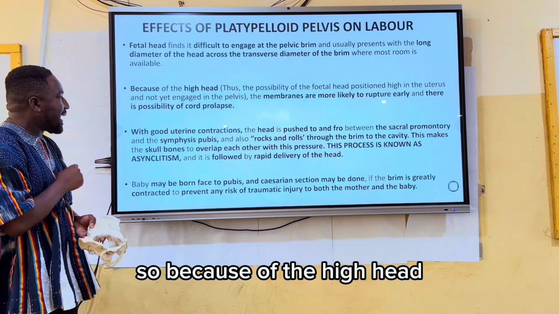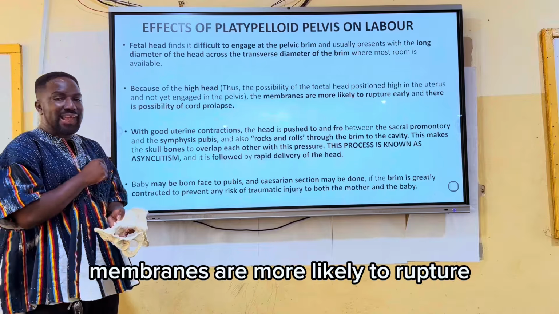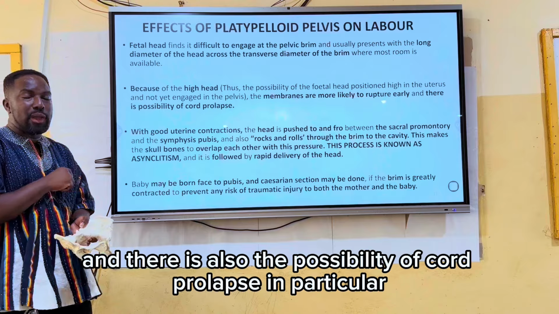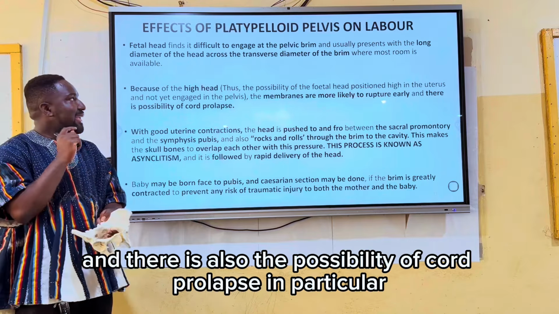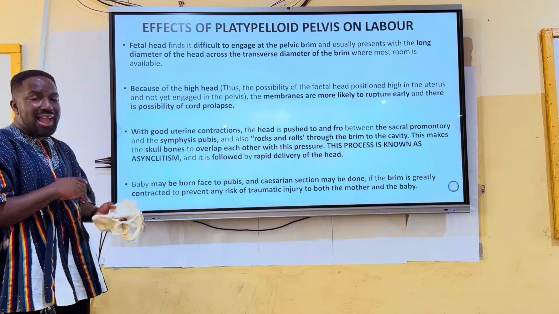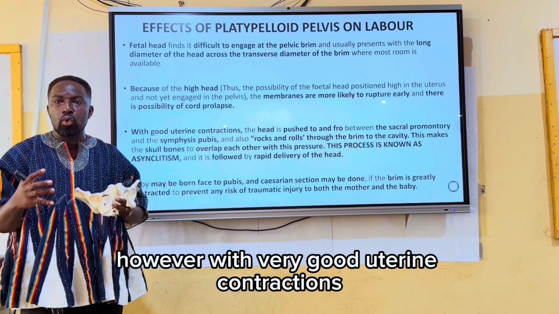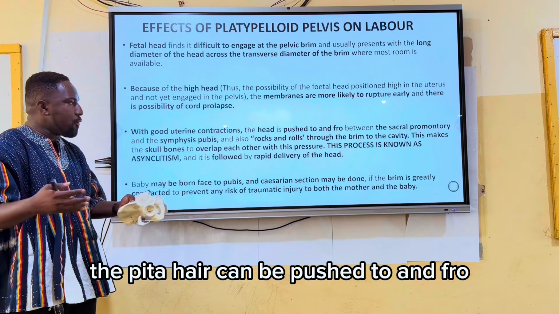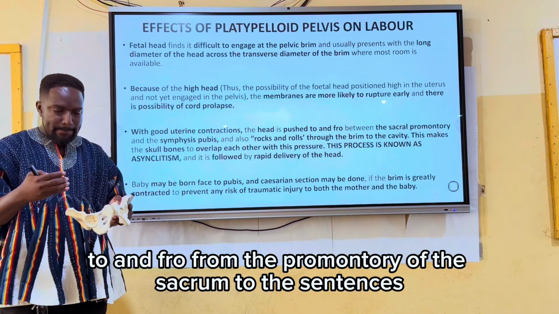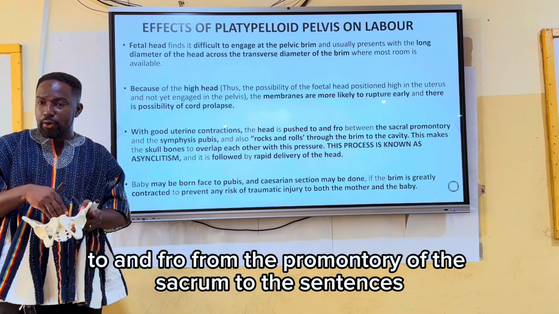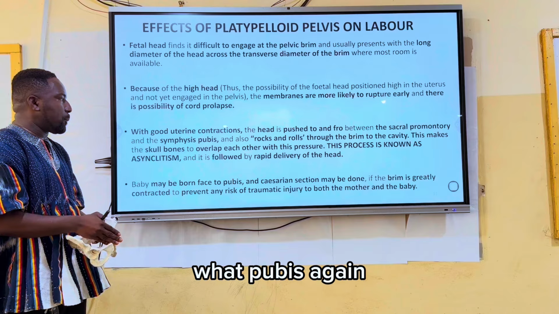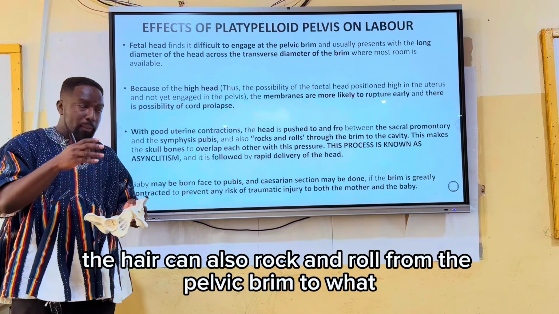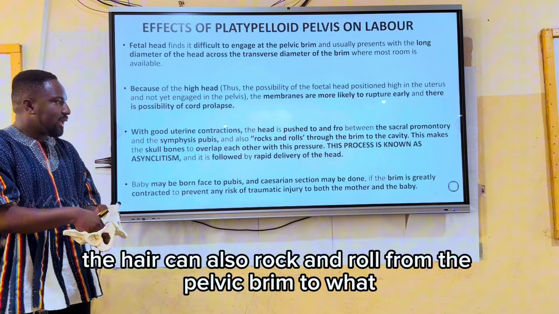So because of the high head, membranes are more likely to rupture, and there is also the possibility of cord prolapse in platypelloid pelvis. However, with very good uterine contractions, the fetal head can be pushed to and fro, from the promontory of the sacrum to the symphysis pubis. Again, the head can also rock and roll from the pelvic brim toward the cavity.